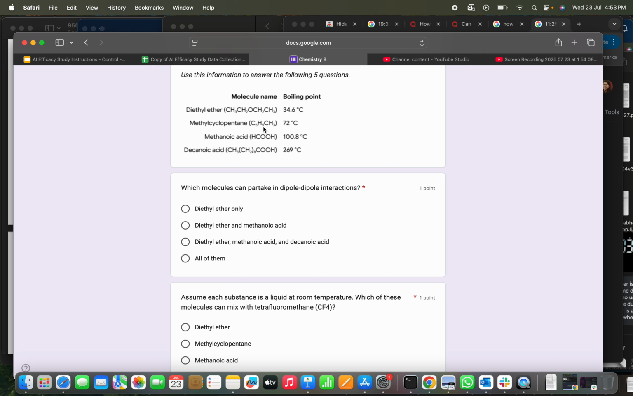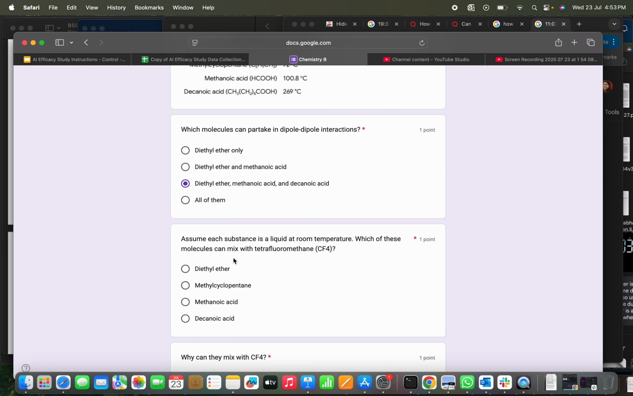C5H9. Yes. I'll go with the last 2, methanoic and decanoic. Diethyl ether. Alright, I'll go with C. Assume each substance is a liquid at room temperature. Which of the molecules can mix with CF4?